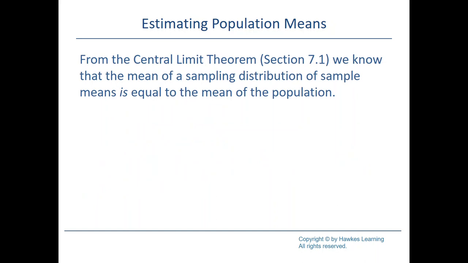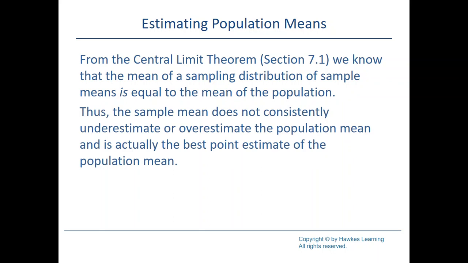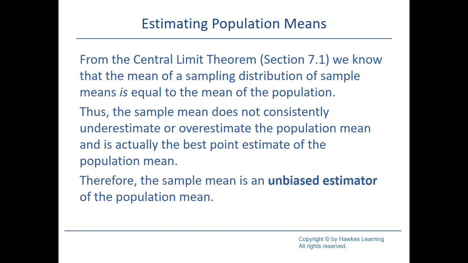From the central limit theorem back in 7.1, we know that the mean of a sampling distribution of a sample mean is equal to the population mean. We did have some rules in order to apply the central limit theorem, but as long as it meets those rules, we can take a sample and the sample mean is basically going to be the same as the population mean. Thus the sample mean does not consistently underestimate or overestimate the population mean, and it's what we call the best point estimator of the population mean. Therefore, the sample mean is an unbiased estimator for the population mean.